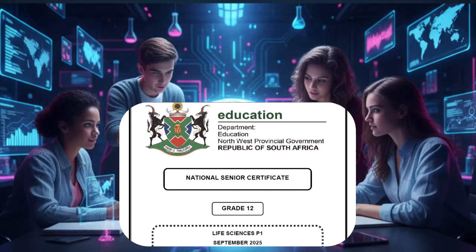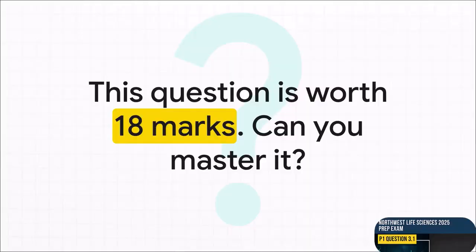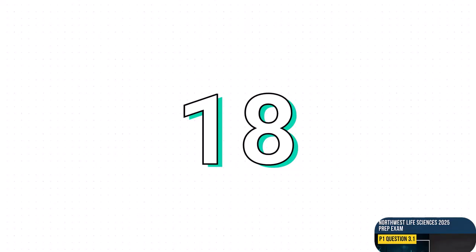It's long, it's packed with data, and yeah, it looks pretty intimidating. But honestly, that's kind of the point. It's designed to separate the students who know their stuff from the ones who really know their stuff. And by the end of this, you're going to have the tools to be one of the great ones. That's right. This single question. 18 marks. That is a huge chunk of your entire paper, more than 10%.